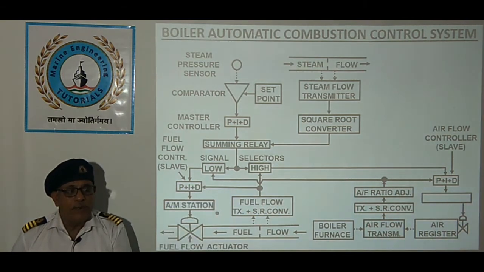If the load is reducing, then this low signal selector will pass the fuel signal to the actuator through auto manual station to reduce the fuel first. In case of reducing load, fuel flow controller takes lead to send lower signal to fuel flow actuator through auto manual station.